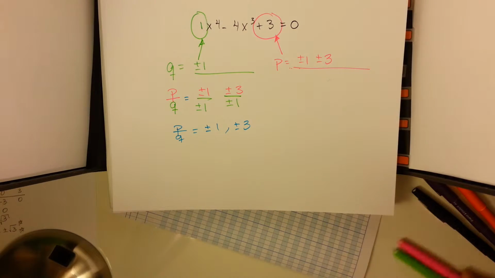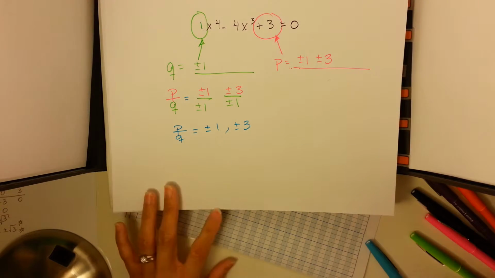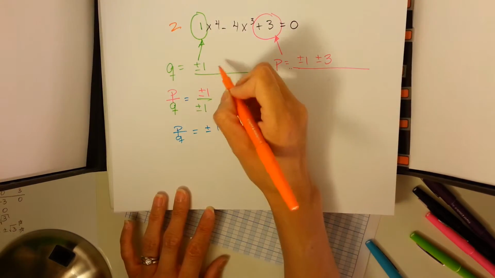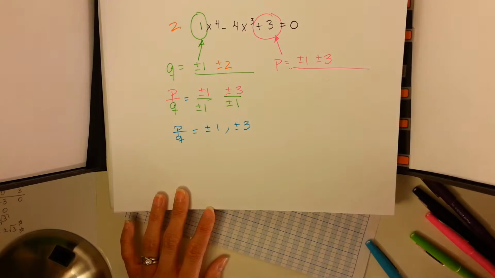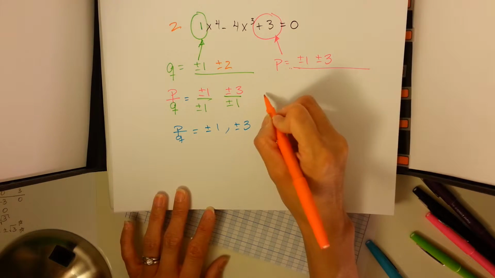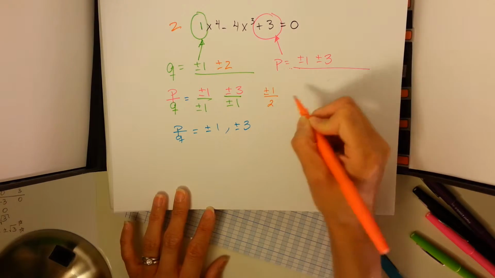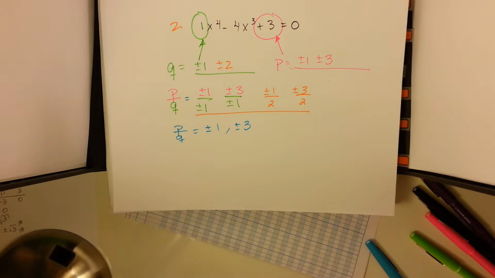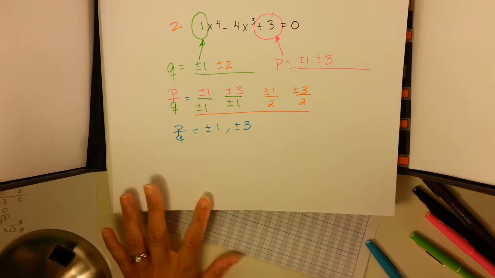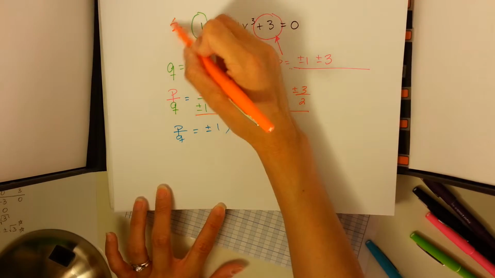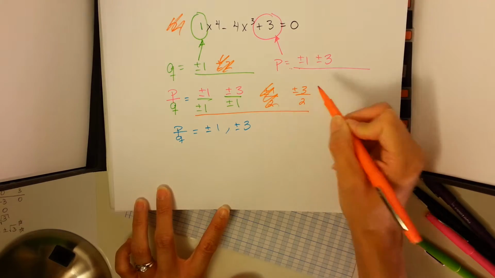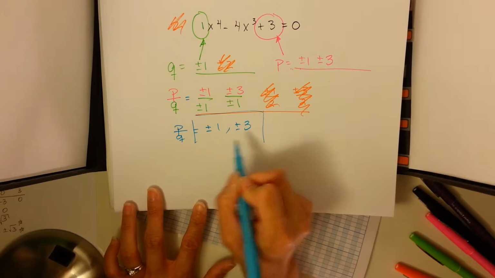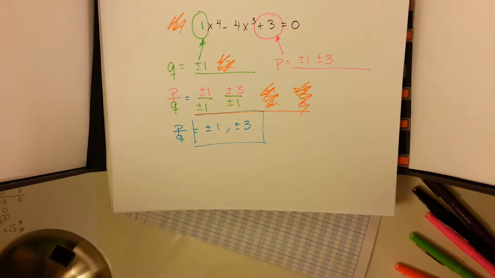Sometimes, though, you may have another number in front of here, let's say 2, in which case you would write plus or minus 2, and then you would have to take all of these guys again and write them over 2, and all 4 of these would be all of our options for our guesses. But I don't have a 2 in front of here, so right now I'm stuck with really only guessing positive 1, positive 3, negative 1, and negative 3.